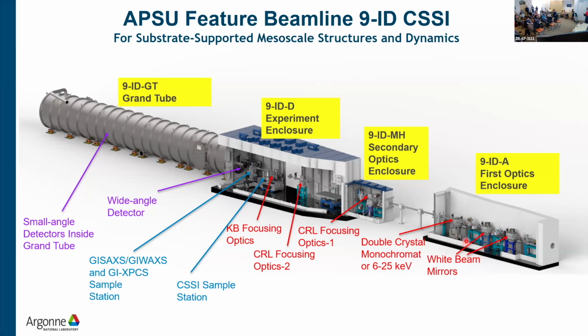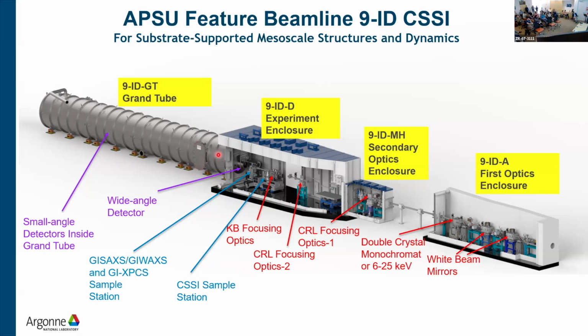So we have a front hatch, a wide beam mirror, and a double crystal monochromator, so our energy range will be 6 to 25 keV. We have 3 focusing components to deal with different beam sizes and different energies: basically 2 transfocators in a zoom configuration, and KB focusing just before the CSSI sample station. This beamline is also compatible with conventional GSAXS, GWAXS measurement, and also gradient and XPCS measurement.